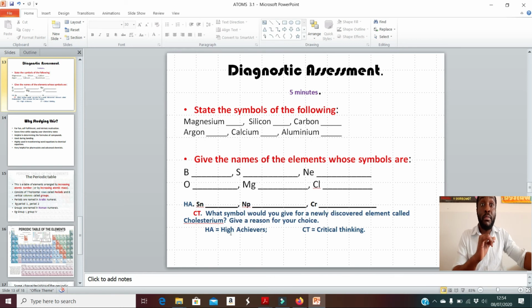Now, CT means critical thinking. The question goes, what symbol would you give for a newly discovered element called cholesterol? Give a reason for your choice.